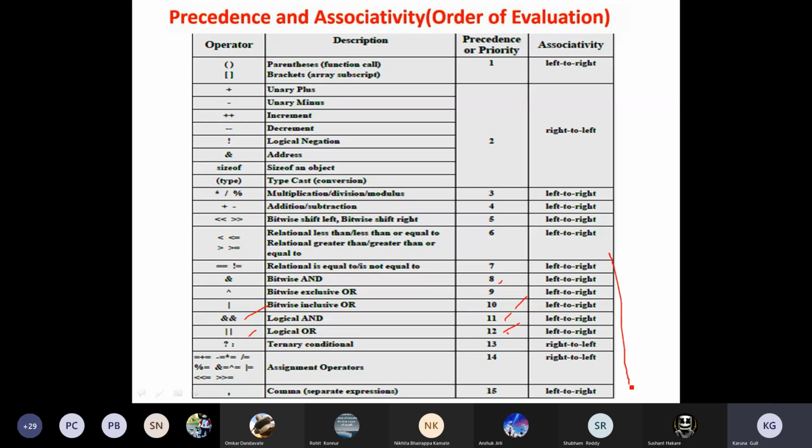Along with this associativity rule, you have to follow those things also. You already know the assignment statements are given the 14th priority. These are done at the end, and they are taken care of from right to left. The same thing is true for the conditional operator, that is the ternary operator, question mark, colon.